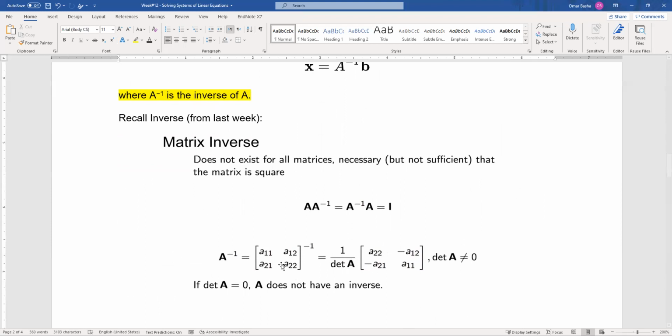But basically, an inverse of A is 1 over the determinant of A times [A22, minus A12; minus A21, A11], and the determinant of A cannot be equal to 0. Last week, a couple of you emailed me about this: the determinant of A is a very small number, and the inverse of A is a very large number. If you verify your calculations by hand from last week, you're going to find that the determinant from last week's example was actually equal to 0, but Python will not give you 0.